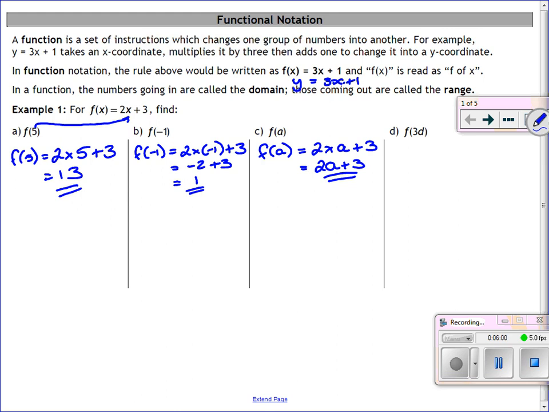And then the last bit in this example, it says f of 3d. So in the exact same way, we're going to take 3d and replace the x with that. So f of 3d is equal to 2 times 3d plus 3. So 2 times 3d is going to give me 6d. So I just get 6d plus 3. And that's the most basic way of substituting into functions.